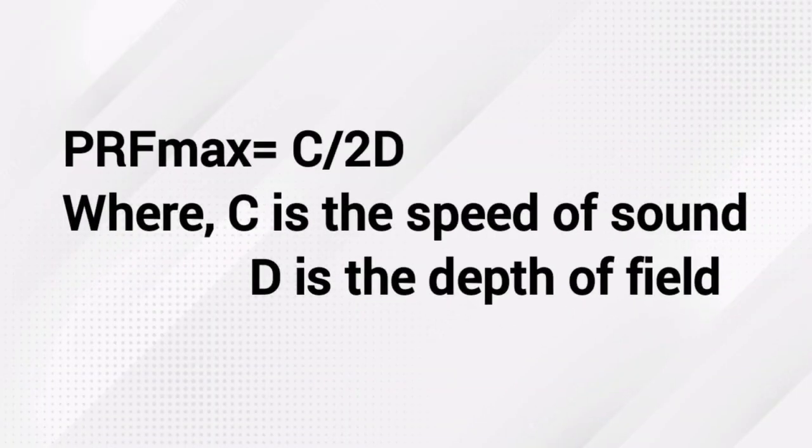The simple calculation used to set the limit for maximum PRF is: PRF maximum is equal to c divided by 2d, where d is the depth of field and c is the speed of sound. So from this we can say that the maximum PRF is inversely proportional to the depth of field. So to avoid range ambiguity artifact, an increase in the depth of field will necessitate a decrease in the maximum PRF.